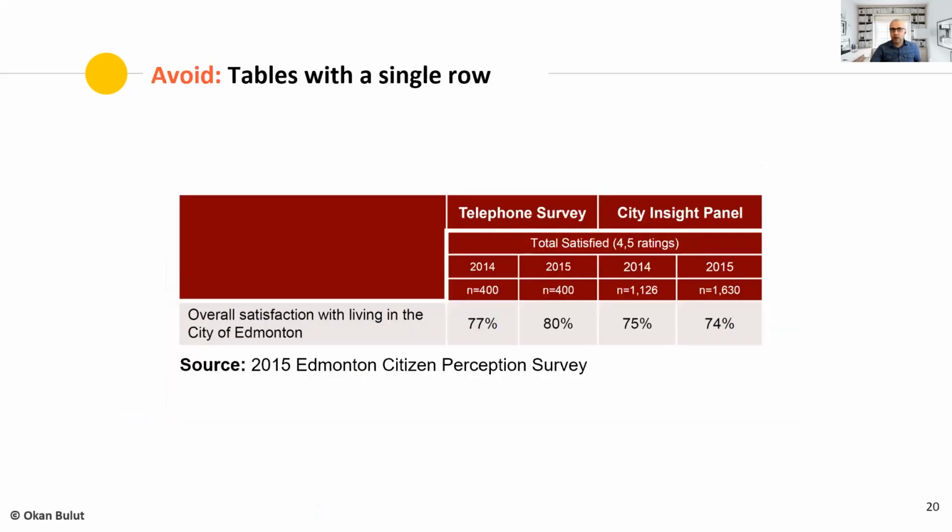These are the tables that you should avoid: a table with a single row. When I see this type of thing, I'm like, why do we even have a table with a single row? Yes, it is presenting the information across multiple years and for different settings like telephone versus sitting inside a panel, but I could easily just mention those things in the text, saying that 77% of the people from 2014 and 80% of the people from 2015 completed the survey that way. Just avoid this type of very simple single-row table, and put your information inside the text or say it if you're presenting, rather than presenting the results in a table like this.